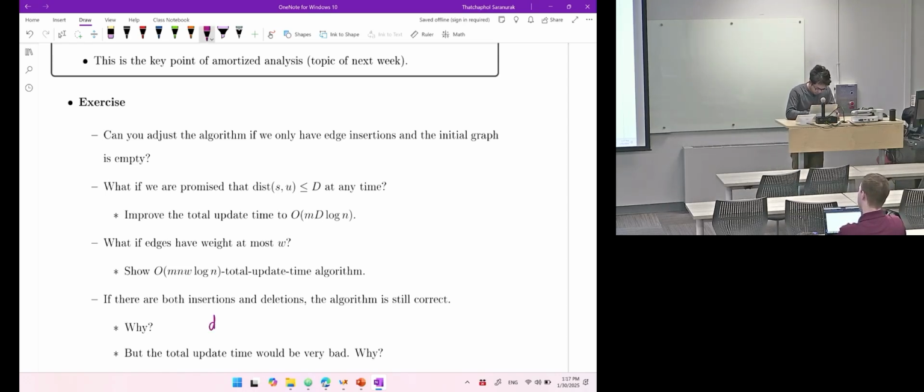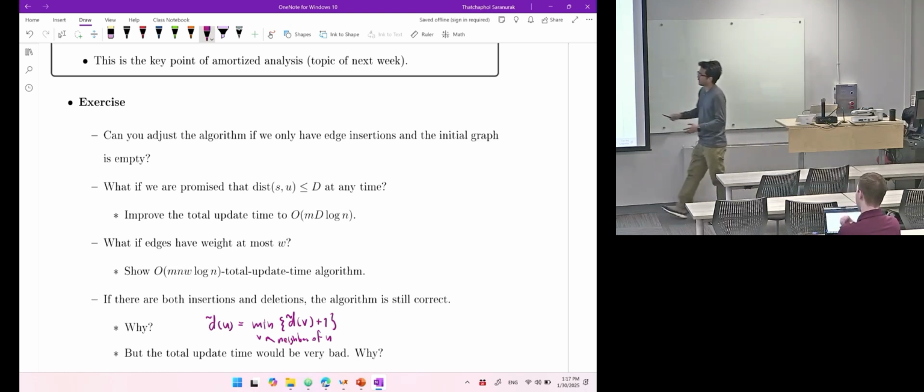Well, this is because you ensure this at all times. If this is the case at all times, then you are good. And we just keep updating levels until this is true for every node. So it's going to be true. It's going to be correct.